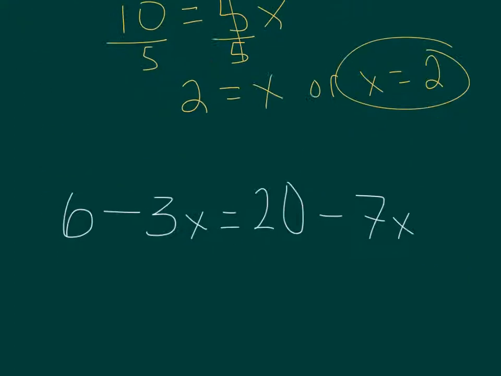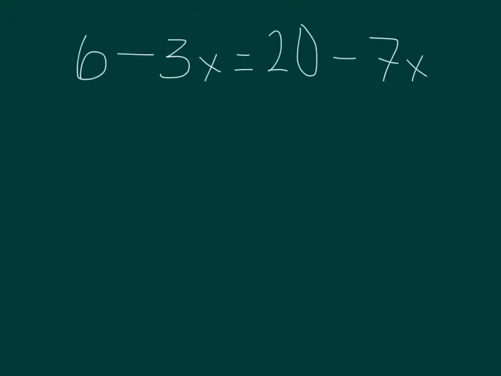One last example to do. This one's probably my favorite one and that we didn't get to yesterday to do. I have 6 minus 3x equals 20 minus 7x. So again, I see that I have variables and coefficients on both sides of the equal sign. One's on the left side of the equal sign, one's on the right side of the equal sign.